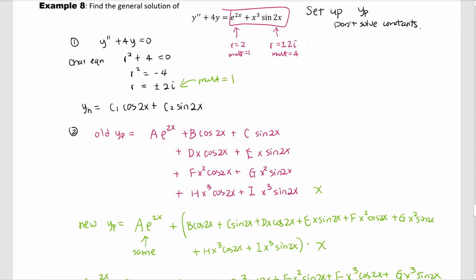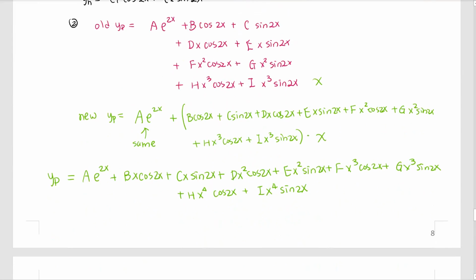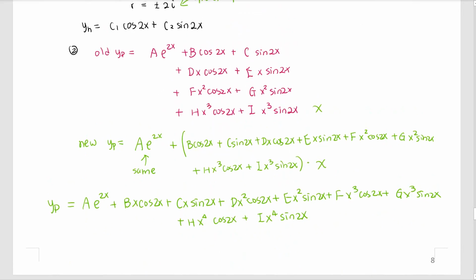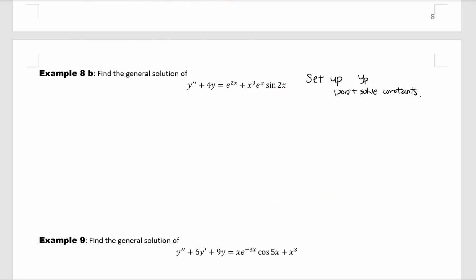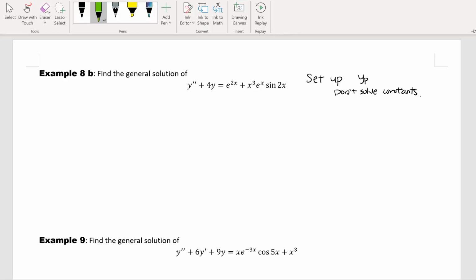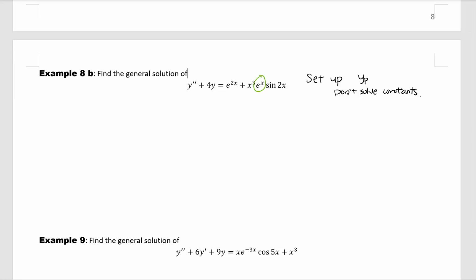Okay, I also want to make another remark. Let me create it. Okay, so I have created example 8b. What is the difference? It's almost the same as the previous one, but you have an extra e to the x over there. What would this change to our solution?